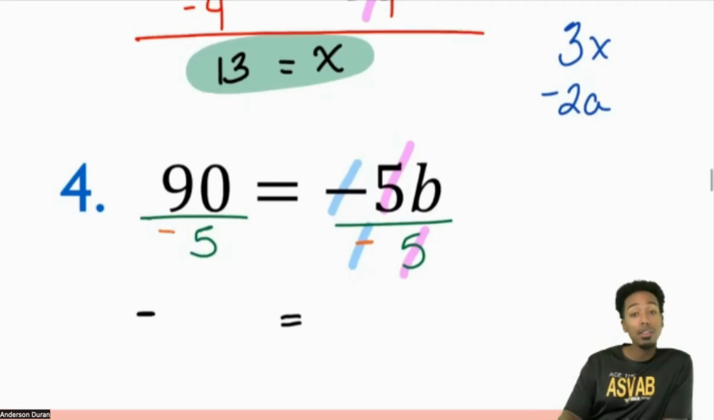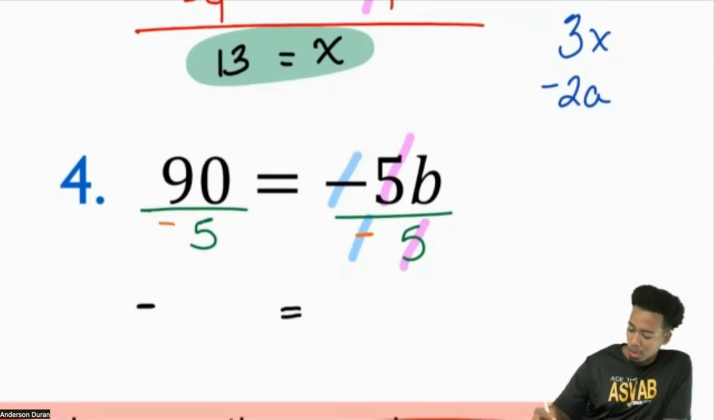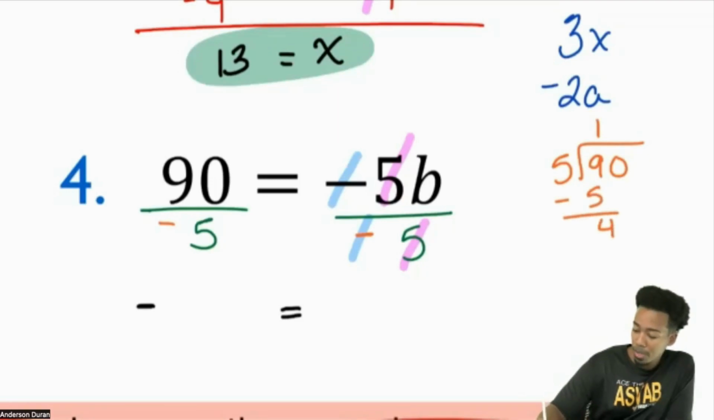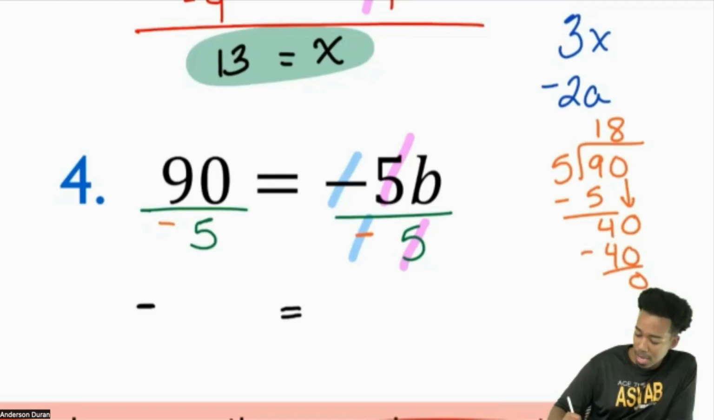Then we have 5 divided into 90, which I'm happy to work out for you right here. 5 goes into 90. Let's see. 5 goes into 9 one time. Subtract the 5 and we get the 4. Then 5 goes into 40, 8 times exactly. And so we're good there. We get 18. Negative 18 equals b. And there's our answer.